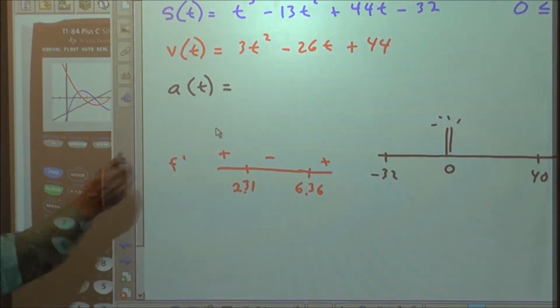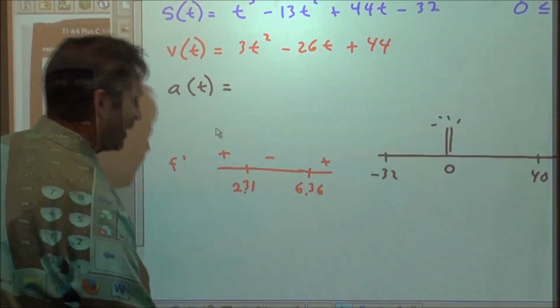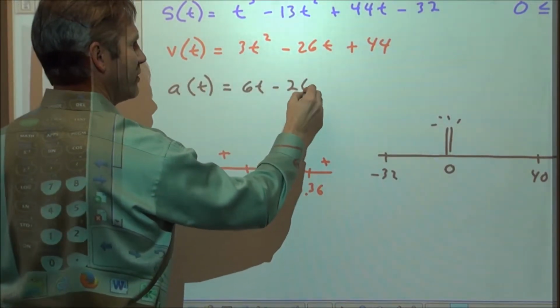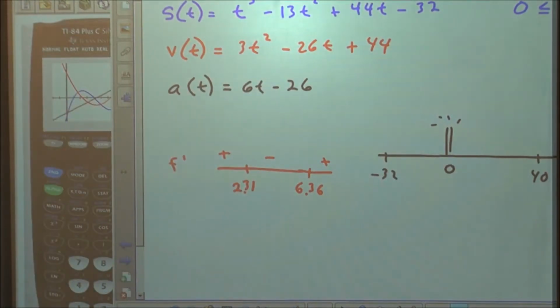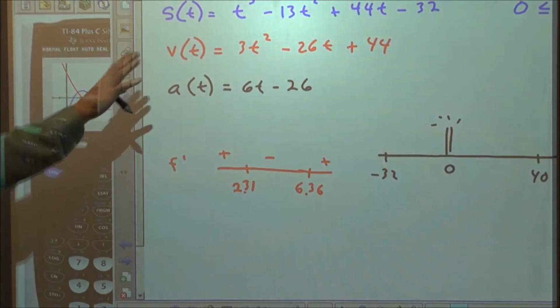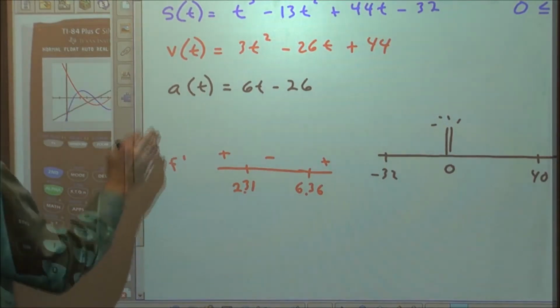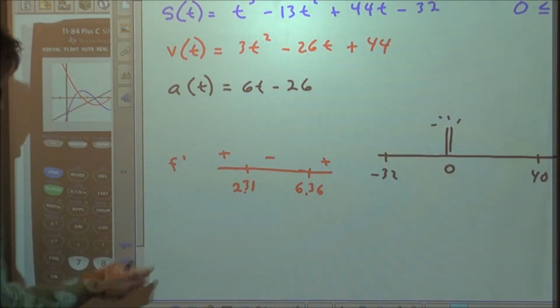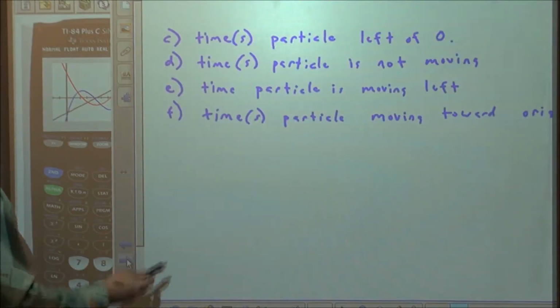Some of the problems we're going to see, and we could write this down, this next derivative is obviously going to be 6t minus 26, so that is the acceleration function. You solve for 0, you get 4 1/3, so you can see that's where the inflection point is, where it goes from concave down to concave up. So now let's look at some of the questions we might be asked.